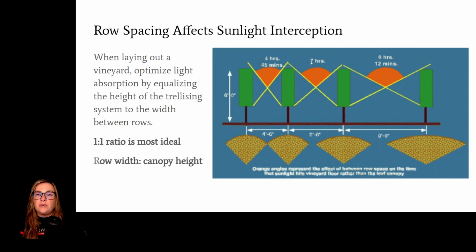A 6 foot spacing will give you 7 hours, and then a 9 foot spacing will give you 8 hours and 12 minutes of sun exposure, right? So very important to consider, right? Because as the sun rises, say this is the east, it's hitting the right side of this vine. And as it comes over into the afternoon, it hits this back side or the left side, right? So it's very important to consider that your spacing is ideal, so that way the vines can each get the light that they require to produce high quality fruit, right? So a 1-to-1 ratio is most ideal, right?